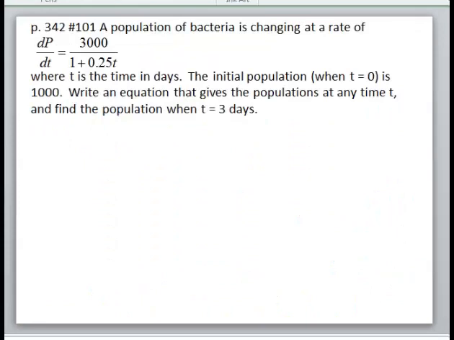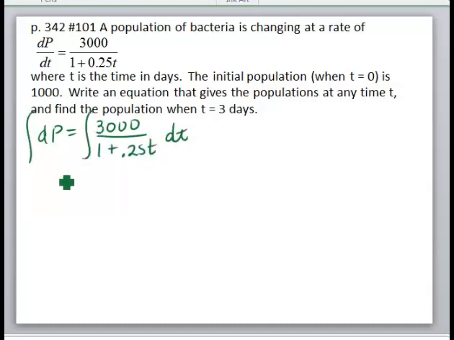Okay, for this particular problem, I'm given a differential equation. What I want to do is I'm going to write an equation that gives the population at any time t, and then I'm going to find that population after 3 days. So I'm going to go ahead and solve for dp first. So that means I'm going to multiply by dt on both sides. So I've got 3,000 over 1 plus 0.25t dt.